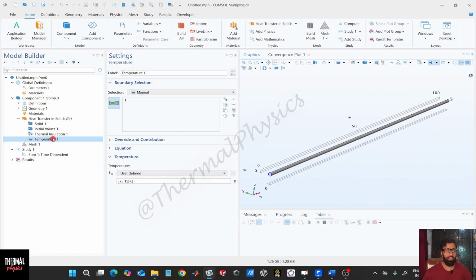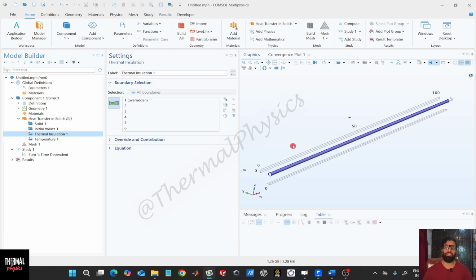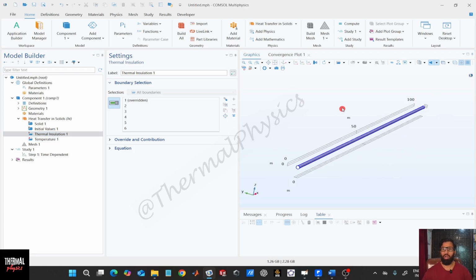Now, when I click thermal insulation, the rest of the rod is blue, which means I have not applied any boundary condition on the rest of the rod, so it will be applied with thermal insulation by default, which is how COMSOL works. If we do not apply a boundary condition to any surface, it automatically applies thermal insulation. So the curved surface is thermally insulated, the back end is thermally insulated, and this end is at 100 degrees Celsius.